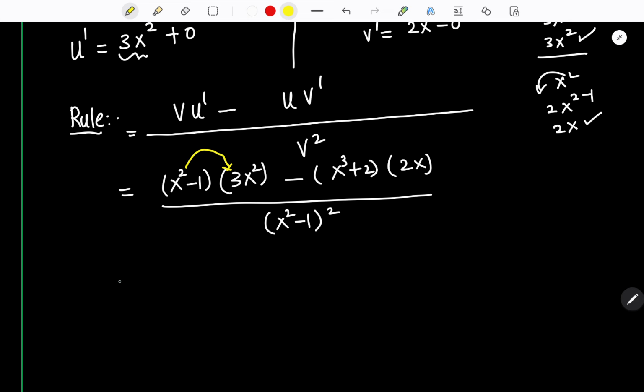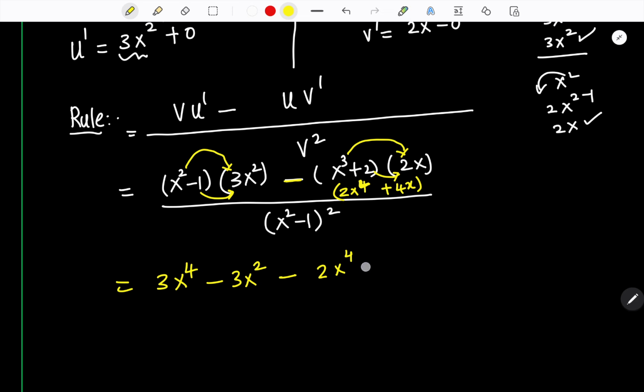Now slowly multiply the numerator. x square into this, which is equal to 3x power 4, minus this into this, 3x square, and then x cube into this 2x is 2x power 4, and 2 into 2x is plus 4x. All these things inside the bracket with minus. So what you will get? You will get minus 2x power 4 minus 4x. This divided by x square minus 1 the whole square.